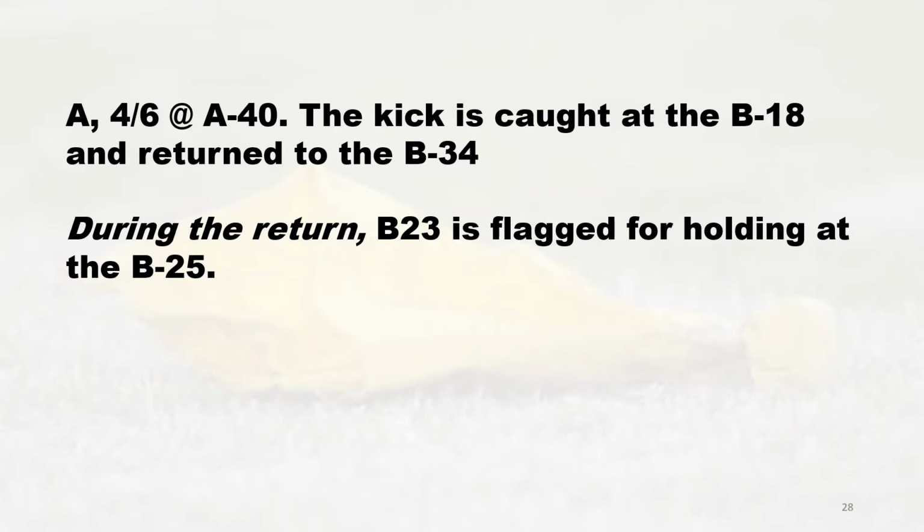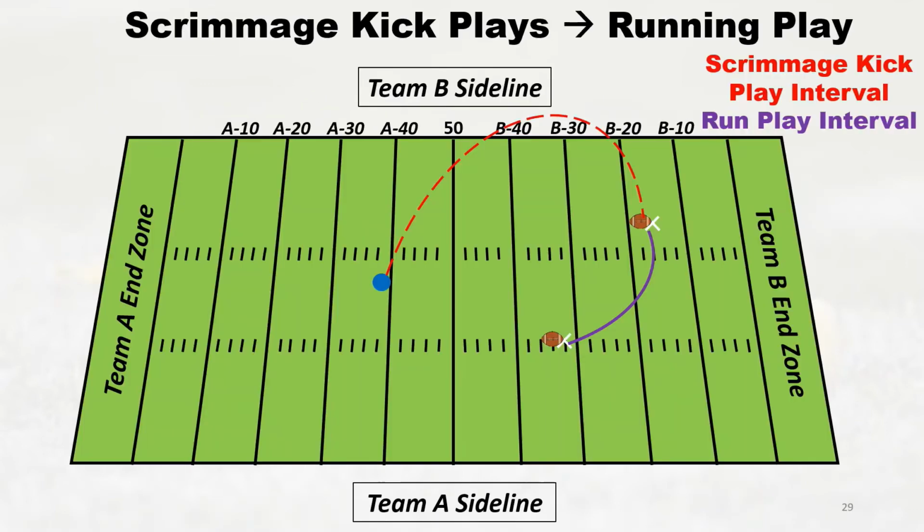Now, let's look at a very similar situation. So we have our punt play. It's caught at the 18. It's returned to the 34. Now, during the return, B23 is flagged for holding at the 25-yard line. So let's take a look at that.